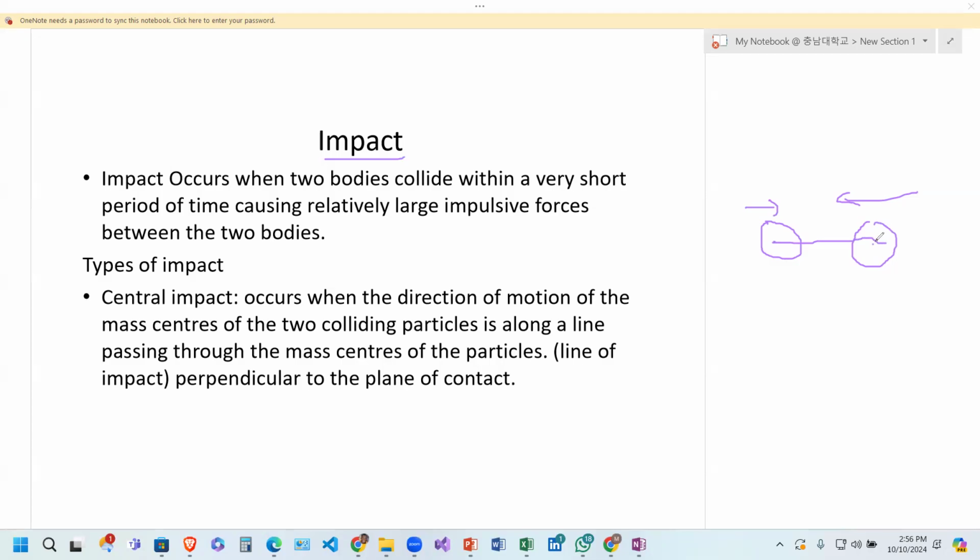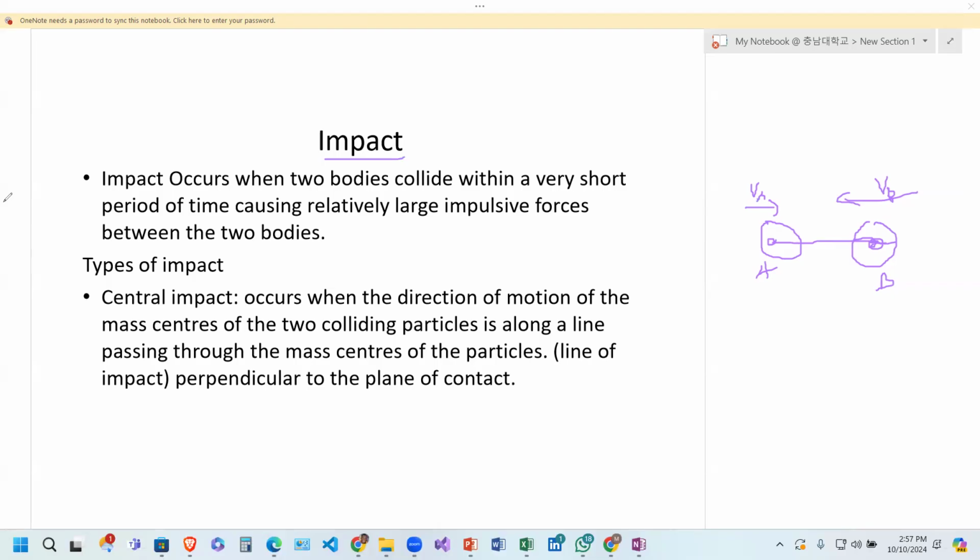My pen is not straight, but let's assume this line passes through the centers. This line has to be perpendicular to the plane of contact. Now, this is VA, particle A right there, and we also have the velocity VB, because it's a condition that we need. If they are colliding, central impact occurs when these two collide in line with the central line that passes through the centers of these particles.